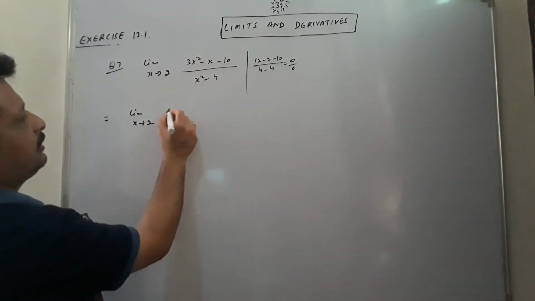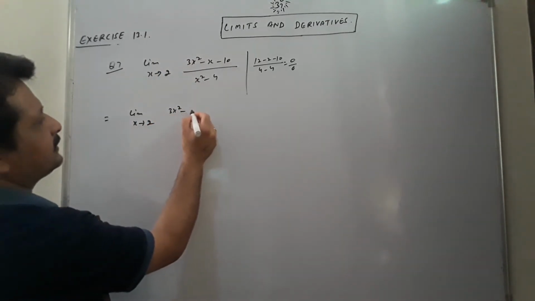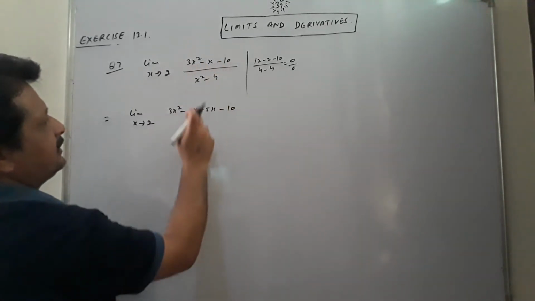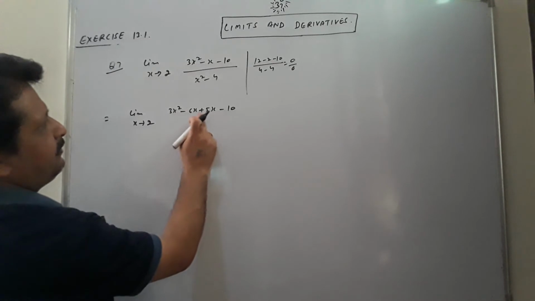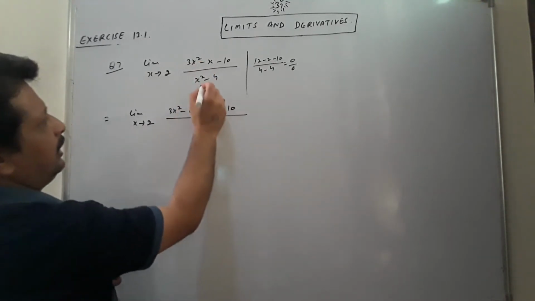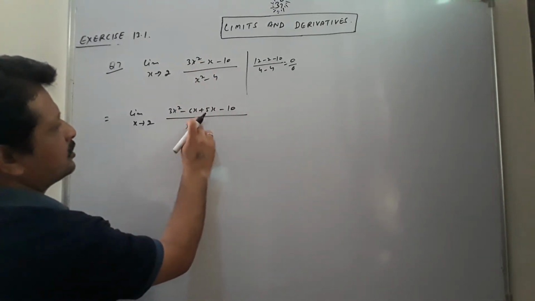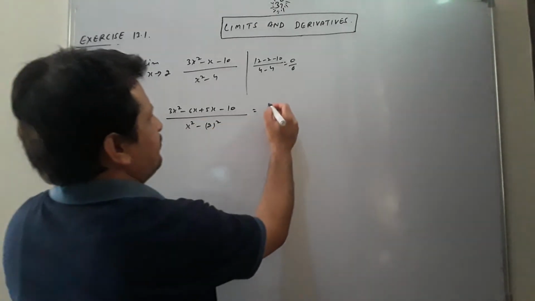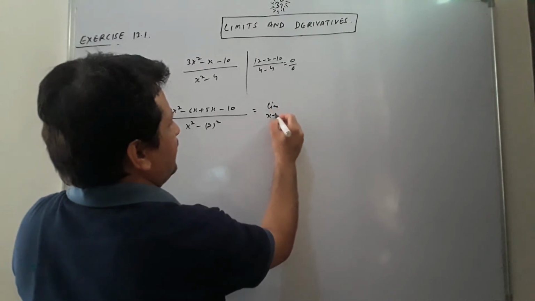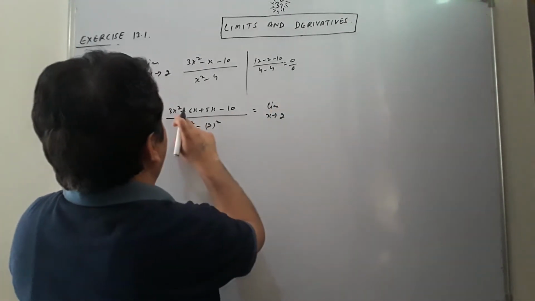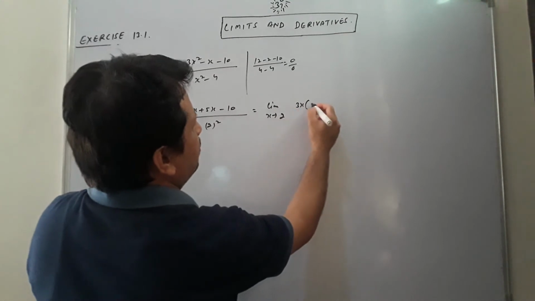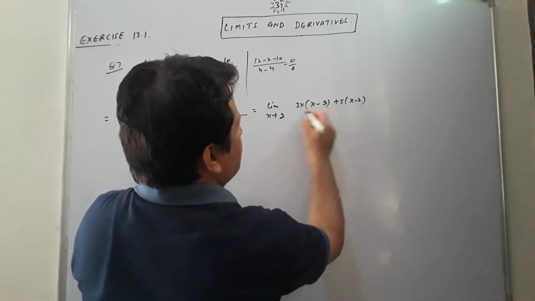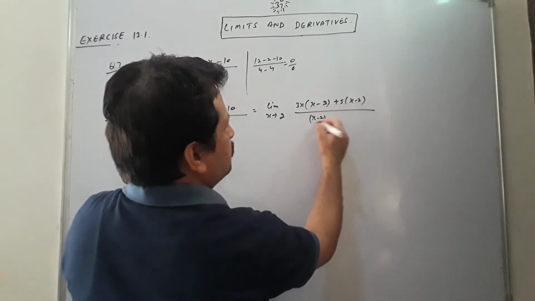We will split the middle term: 3x square minus 6x plus 5x minus 10, since 10 3s are 30, minus 6x plus 5x, that is minus x will come. And here we will write it as x square minus 2 square, then students. This will come as equal to limit x tends to 2. From here, I will take 3x as common, so x minus 2, and I have taken 5 as common, x minus 2, upon x minus 2 into x plus 2.